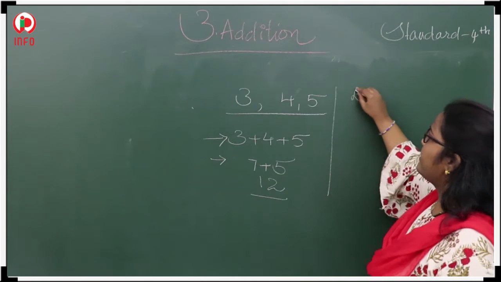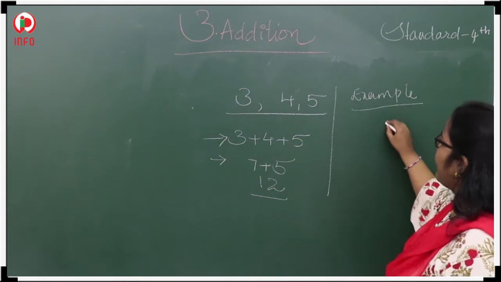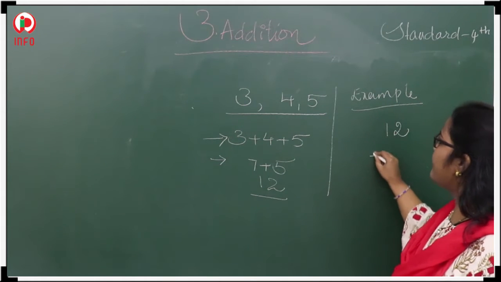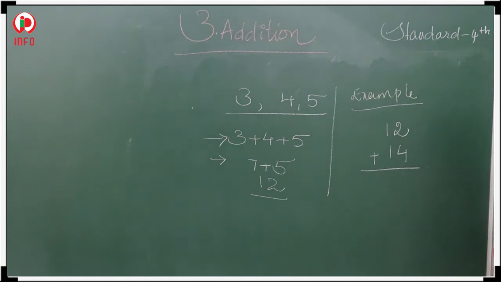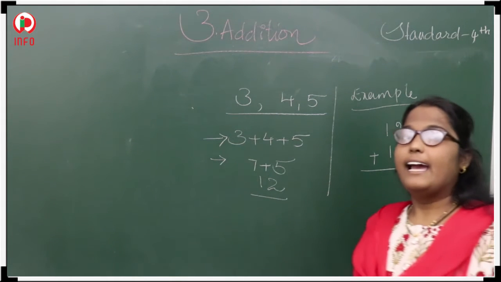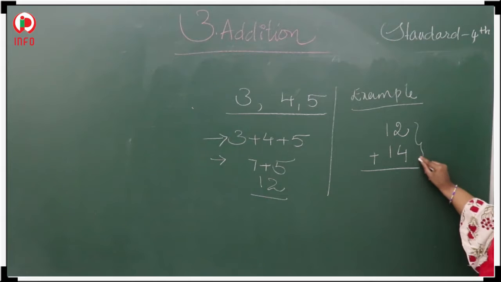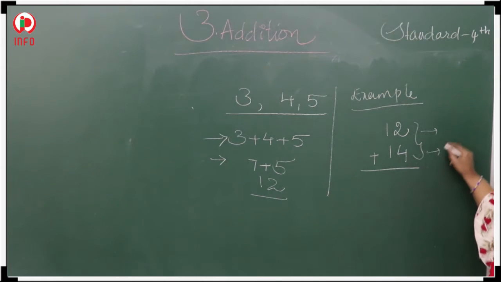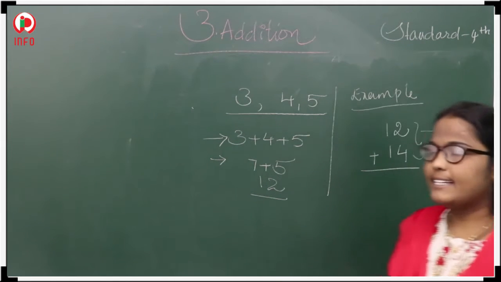So the example is: add 12 plus 14. Okay, children, so this is the addition example. Now what do we call these? Addends. These 2 numbers we call addends.